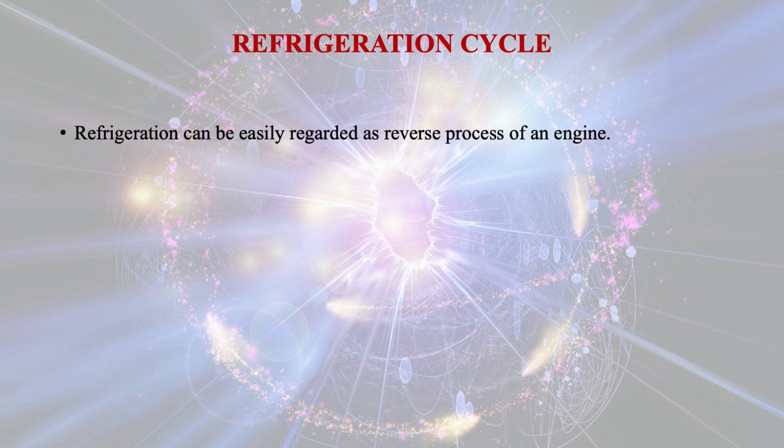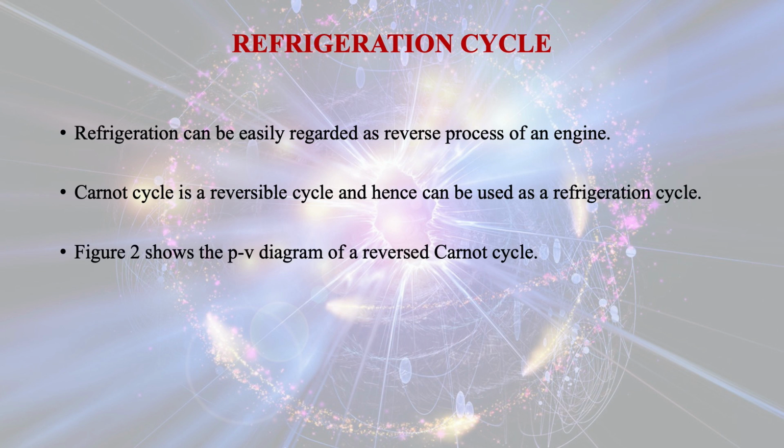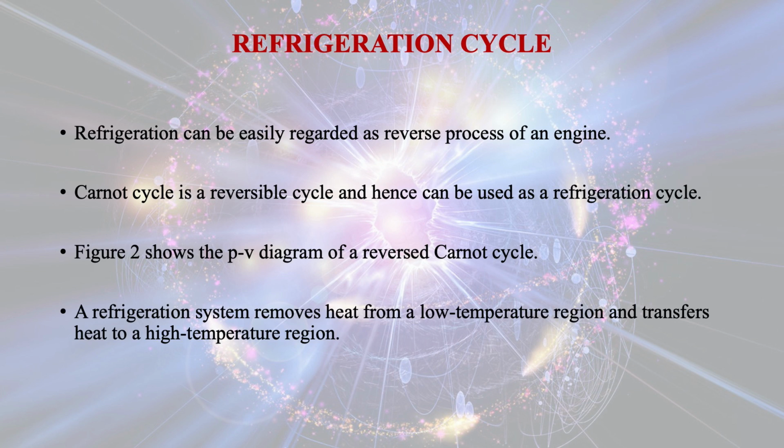Refrigeration can be easily regarded as the reverse process of an engine. The Carnot cycle is a reversible cycle and hence can be used as a refrigeration cycle. Figure 2 shows the PV diagram, that is the pressure volume diagram, of a reversed Carnot cycle. A refrigeration system removes heat from a low temperature region and transfers heat to a high temperature region.